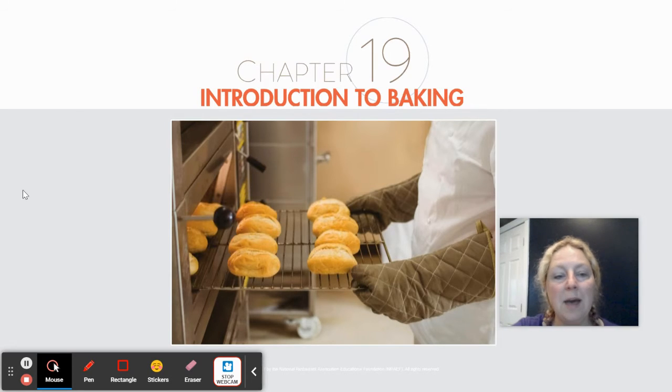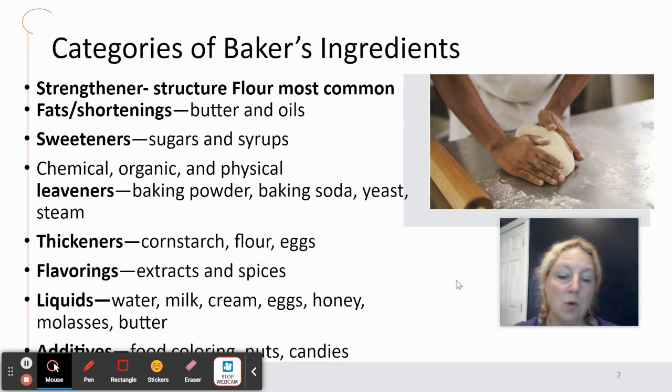So, when we look at baking and we look at the categories of ingredients, ultimately, regardless of what baked good you're making, you're going to use pretty much the same ingredients: a cookie, a cake, a brownie, donuts, yeast bread, pie crust. These things are very similar in their ingredients. The difference is the formula, the ratios that you use of ingredients, and the technique that you use to put them together.